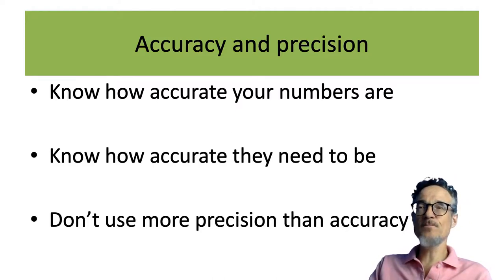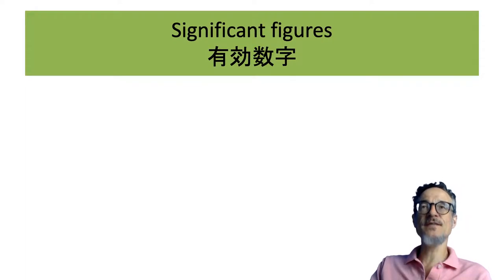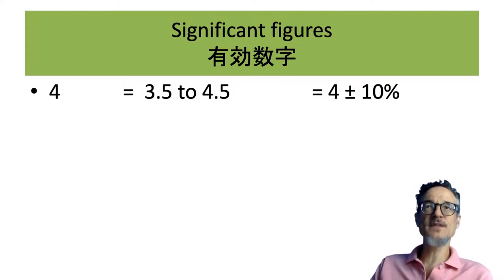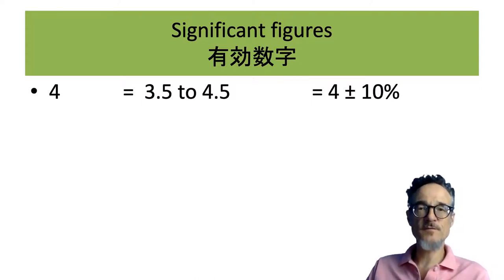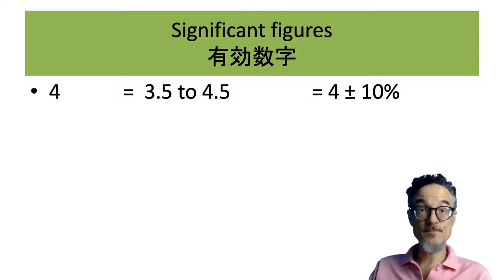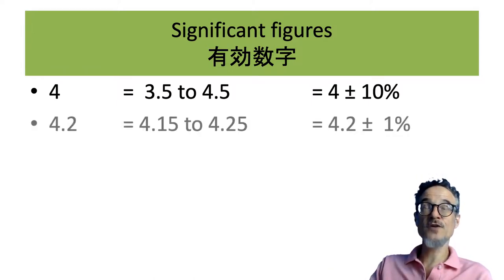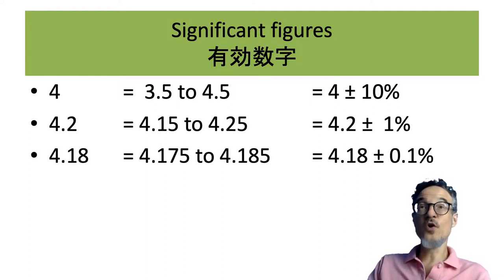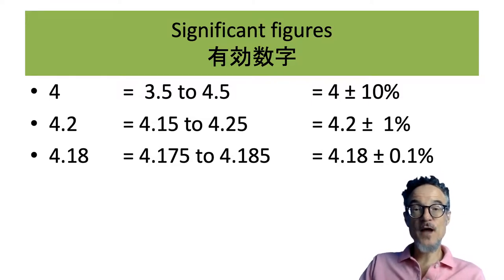And just to look at the numbers that we get, looking at the significant figures, when we see the number 4, what 4 often means is somewhere between 3.5 and 4.5. So the number 4 tells us often that it's plus or minus 10%. So we don't know if there's more accuracy. 4.2 is between 4.15 and 4.25. So this is an accuracy of 1%. If we see 4.18, then this is an accuracy of 0.1%. So think about the significant figures, think about the accuracy, and think about the precision.